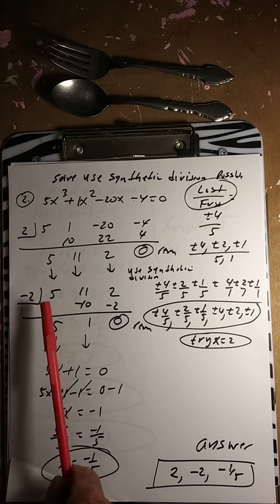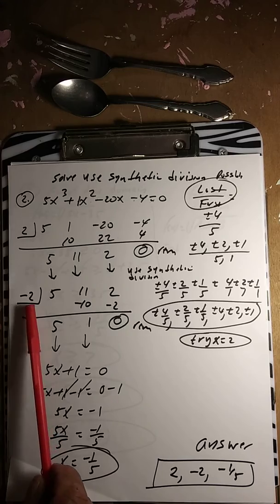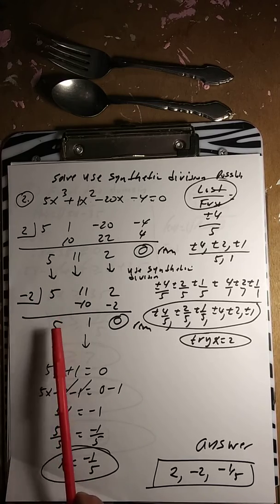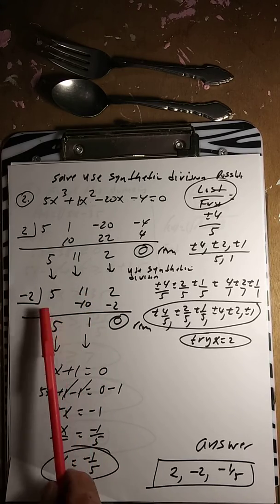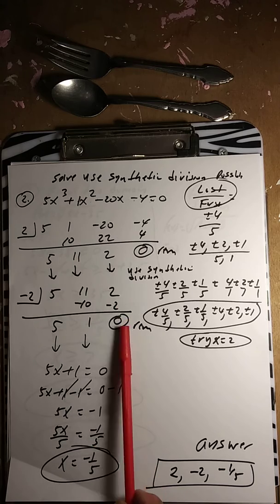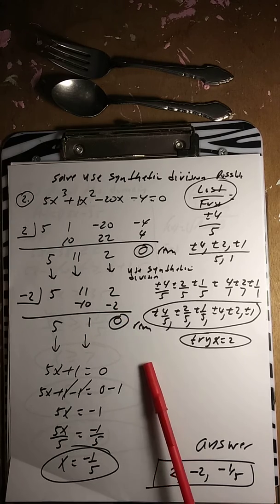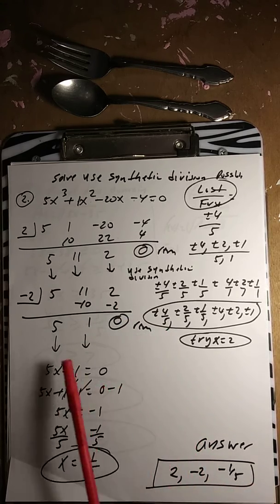Now I'll do synthetic division again. Put these numbers down. So negative 2, bring the 5 down. That turns out to be negative 10. 11 minus 10 is 1. Negative 2 times 1 is negative 2. 2 minus 2 is 0. Remainder 0 again. That means that's another answer. So now we have two answers.